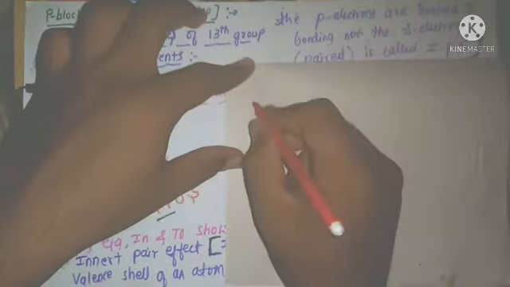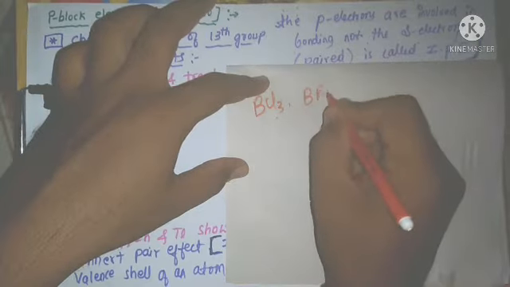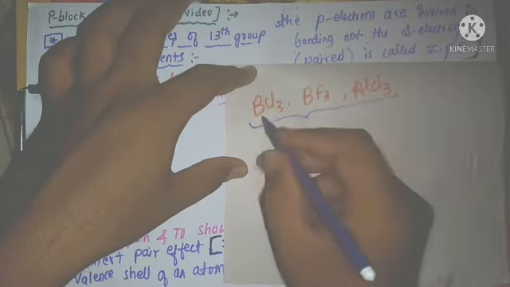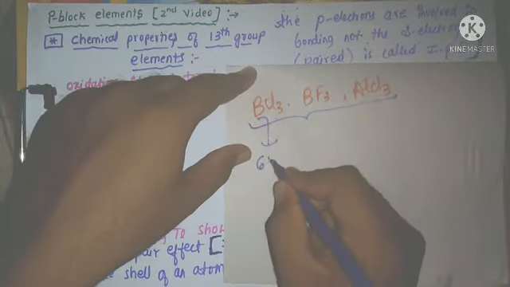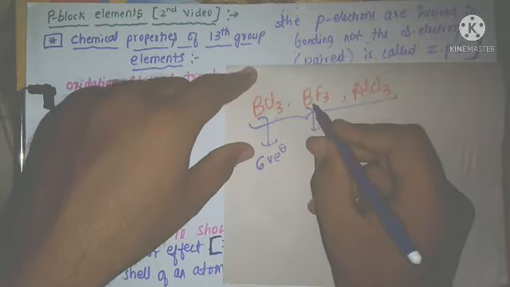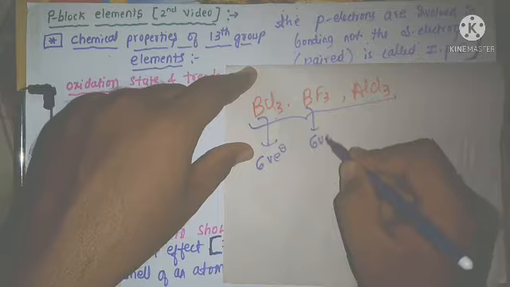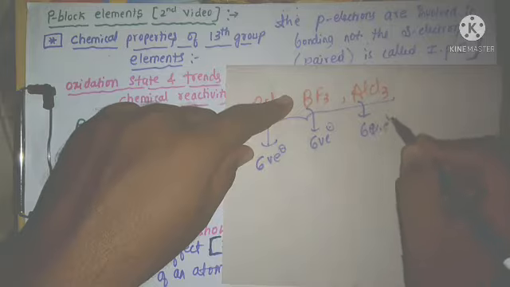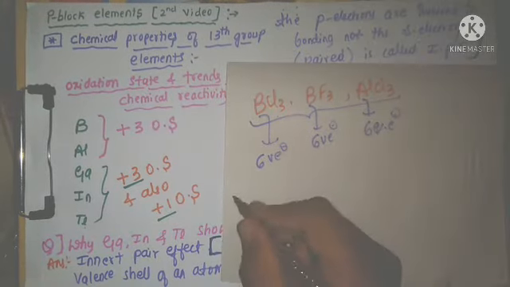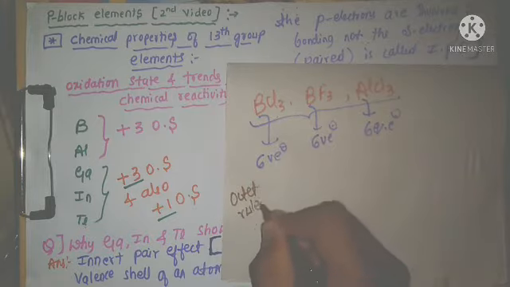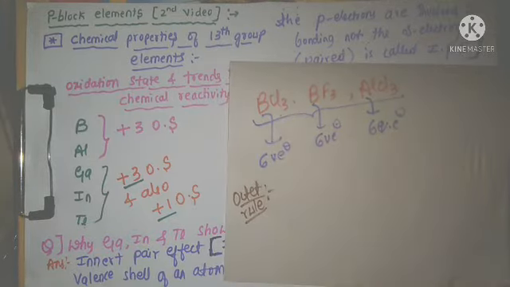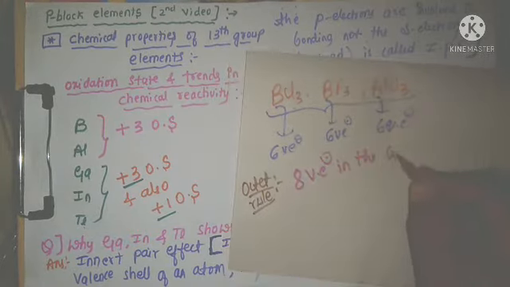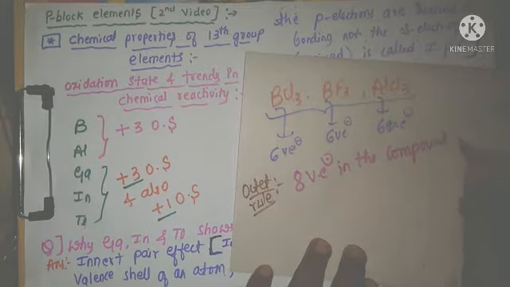If you see BCl3, BF3 and AlCl3, in all these compounds the boron is surrounded by 6 valence electrons. Here also, in the compound BF3, the boron is surrounded by 6 valence electrons. In the compound AlCl3 also, the aluminium is surrounded by 6 valence electrons. Already we know the octet rule or Lewis dot structure: the atom which is surrounded by 8 valence electrons in the compound is more stable.